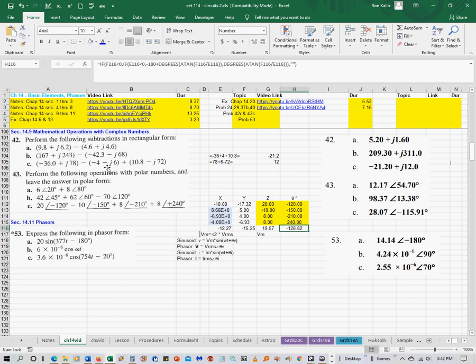don't forget to distribute that negative sign, and then the minus 72. So 78 plus 6 minus 72 equals 12. So then your answer is -21.2 plus j12.